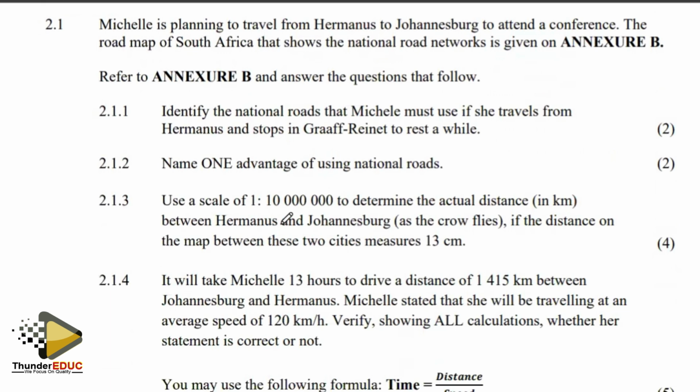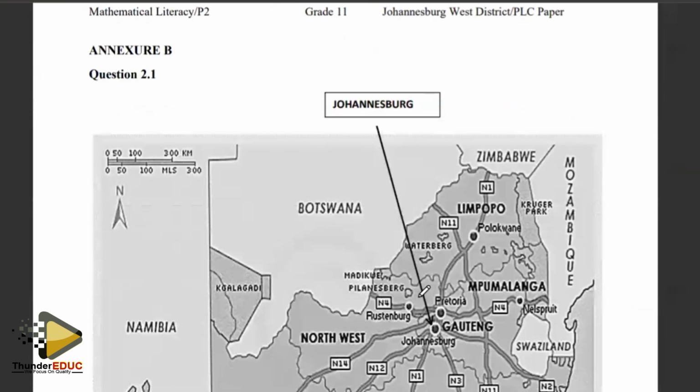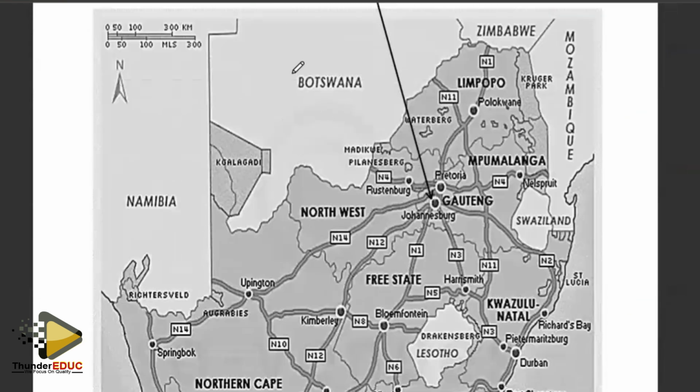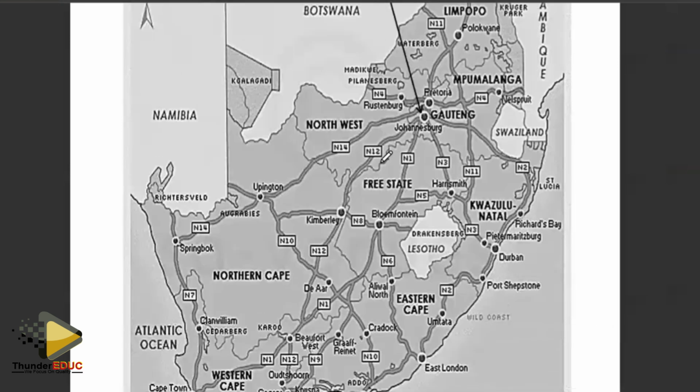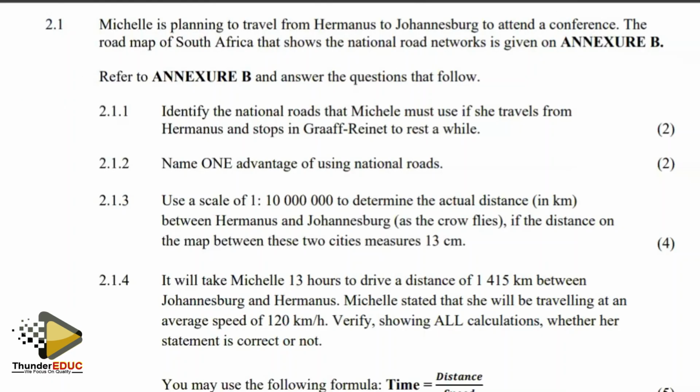Michelle is planning to travel from Huntsman to Johannesburg to attend a conference. The road map of South Africa that shows the national road network is given on Annexure B. Let's go to Annexure B. This is the map. Refer to Annexure B and answer the questions that follow.